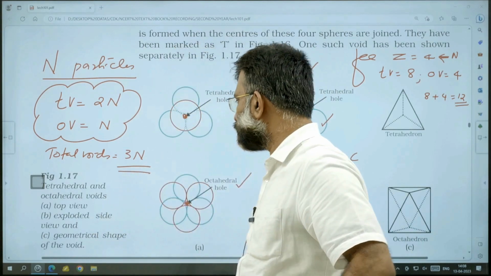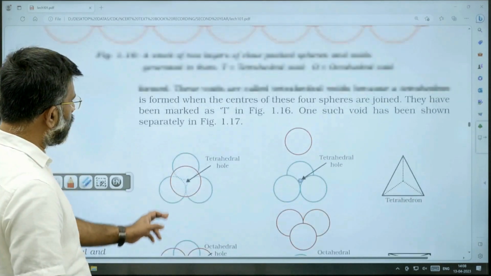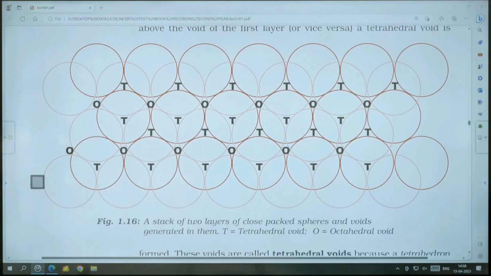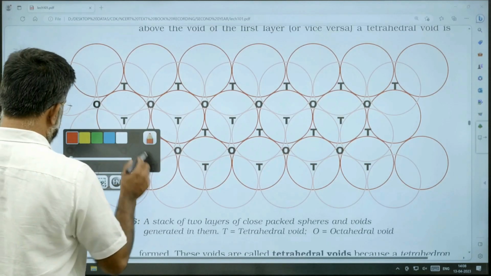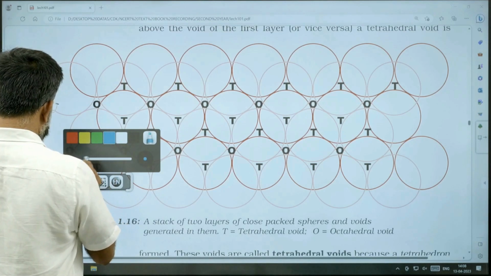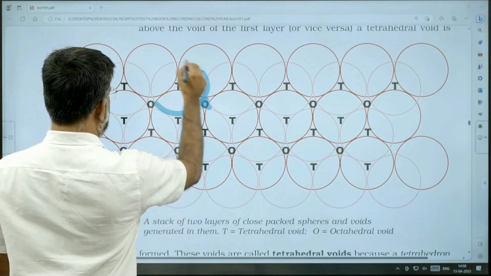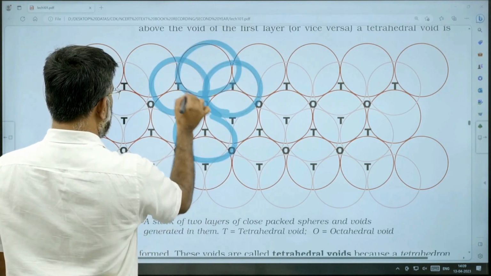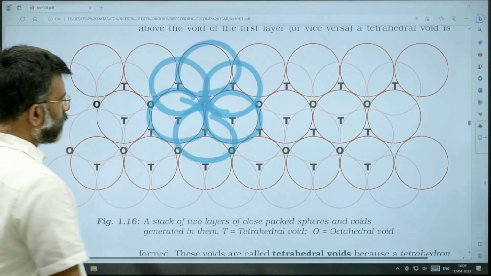Yes. And those voids in a close packed arrangement, you can visualize over here. You can visualize the tetrahedral and octahedral voids over here. Between six particles, you can find the octahedral void. Hope you see the six particles: 1, 2, 3, 4, 5, 6. Between six particles, you will find an octahedral void.